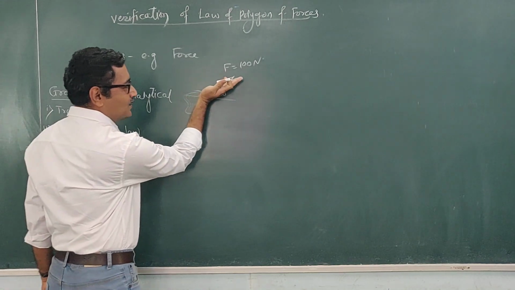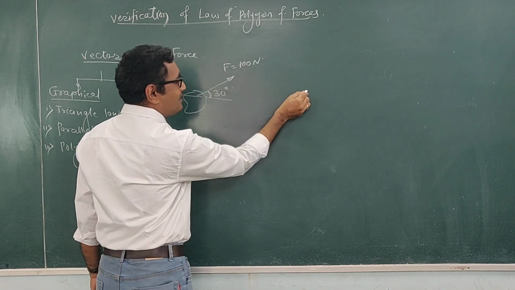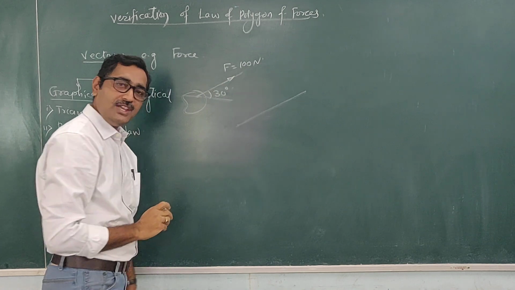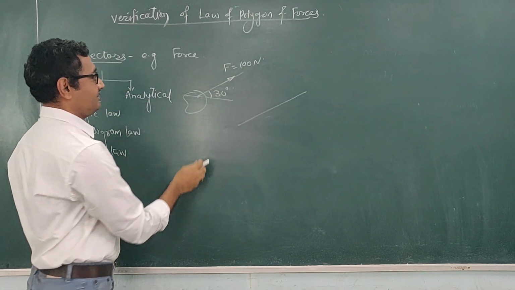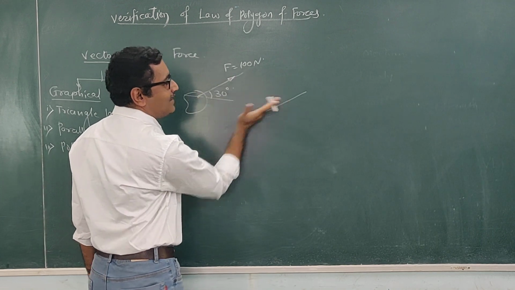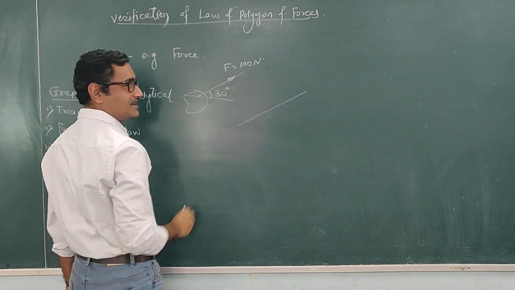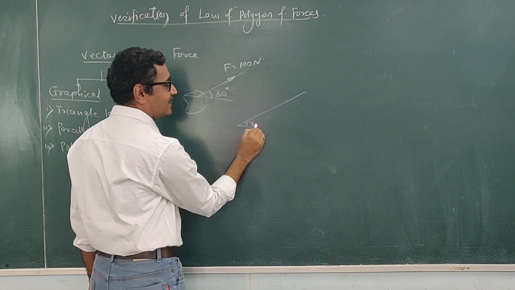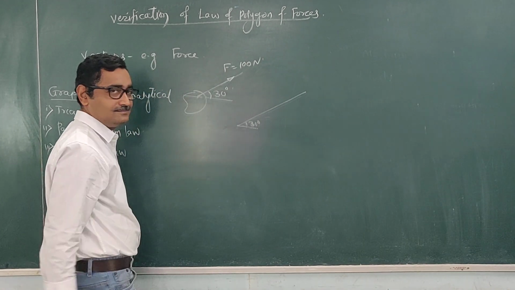To represent this force graphically, draw a line parallel to the line of action of this force. The line along which the force acts is known as its line of action. So to represent this force graphically, draw the line parallel to the line of action of this force. Since we have drawn the line parallel to the line of action of the force, this line is also inclined at about 30 degrees with horizontal.